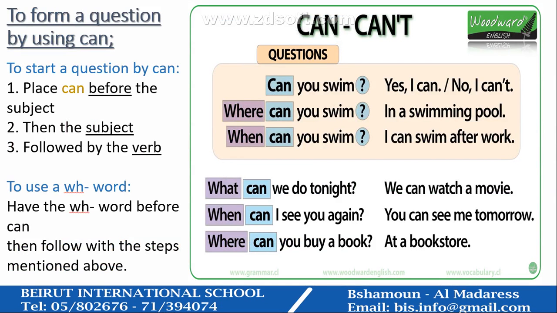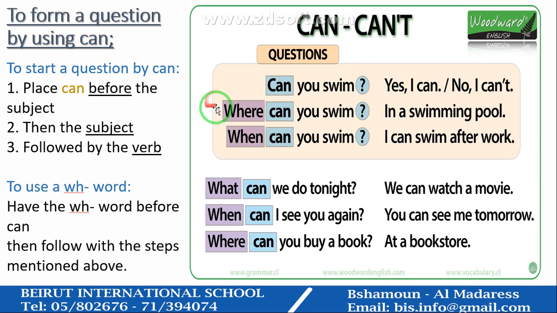To form a question by using can, you start by placing can before the subject, and we have mentioned that before, then the subject, and followed by the verb. We have some examples here. Can before the subject, which is you, and the verb, that is swim. And since here we have a yes-no question, the answer is yes I can or no I can't, a short answer.